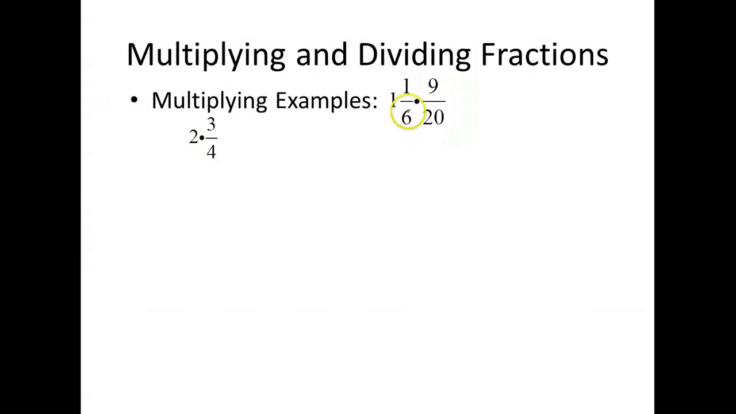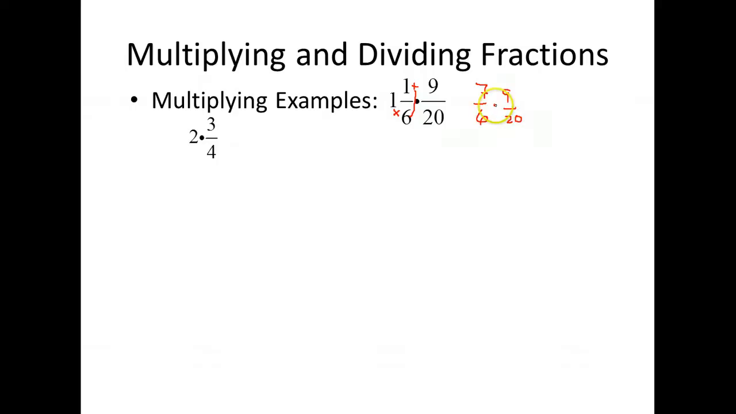I'm going to multiply 1 1/6 times 9/20. So first I have to make this into an improper fraction, so I do 1 times 6, and then I take that number and I add it to the one on the top to get my new number. So 1 times 6 is 6. 6 plus 1 is 7, so that's 7/6 times 9/20.